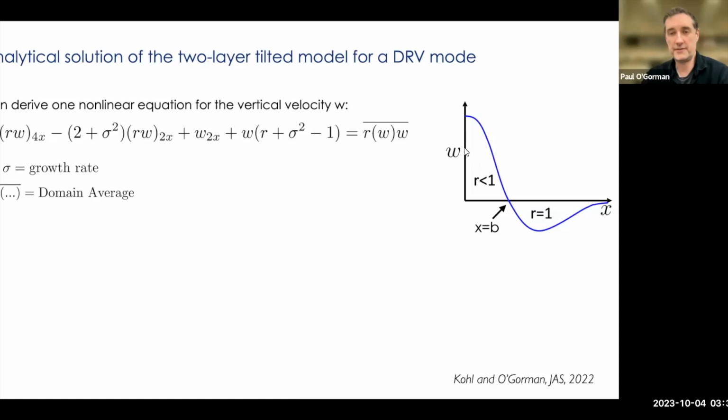So we solve it in the following way. Here's a sketch. Here's W as a function of X, which you can think of as longitude. We have an ascent region where or is less than 1. We have a boundary at X equals B between the ascent region and the descent region. And then in the descent region out here, we have or equals 1. You can think of this as having symmetry about the X equals 0 line, so we only need to solve one side of this vortex.